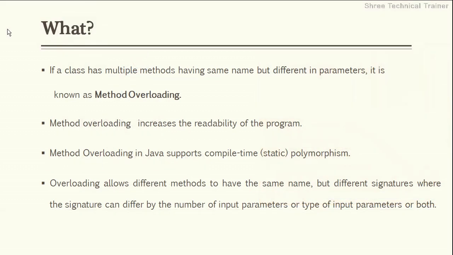So what is method overloading? If a class has multiple methods having the same name but different in parameters, it is known as method overloading. Method overloading increases the readability of the program. Method overloading in Java supports compile time polymorphism. Overloading allows different methods to have the same name but different signatures, where the signature can differ by the number of input parameters or type of input parameters or both.